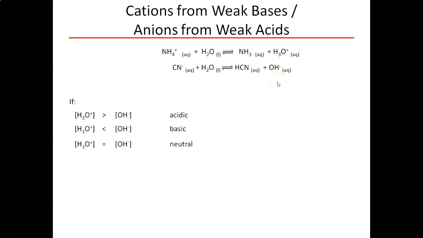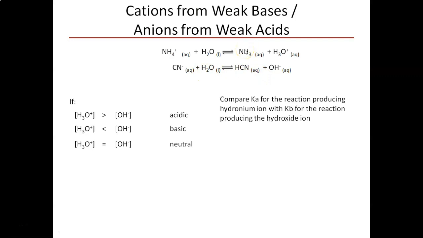Well, the way that I can determine which one's going to be produced more is if I look at the ionization constant, or the Ka for this reaction, and the Kb for that reaction. If the Ka is greater, that means I'm going to produce more of this, because this reaction will shift further to the right than this reaction. If the Kb is bigger, that means I'm going to produce more of this, and this reaction will shift more to the right than that reaction. Okay?